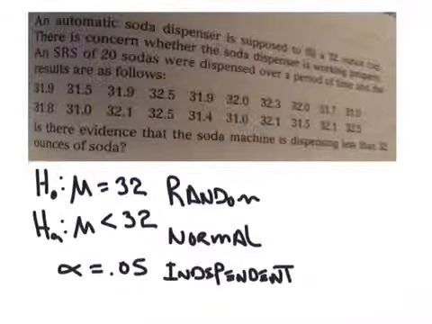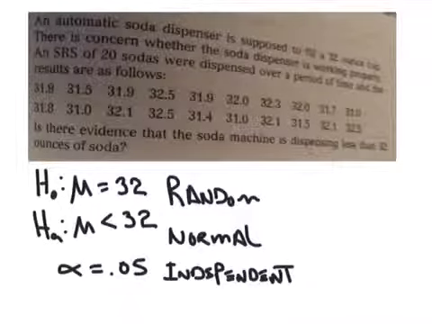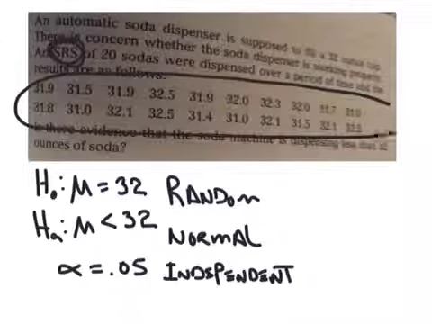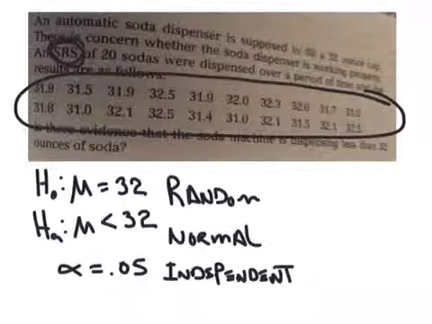So our three conditions: random, normal, independent. So random, it says it right in the problem, right here, a simple random sample of 20 sodas. Independent, we can assume that this machine can dispense well over 200 sodas. And normal is a little bit harder because with this we have 20 values, but we need 30 in order to use the central limit theorem.